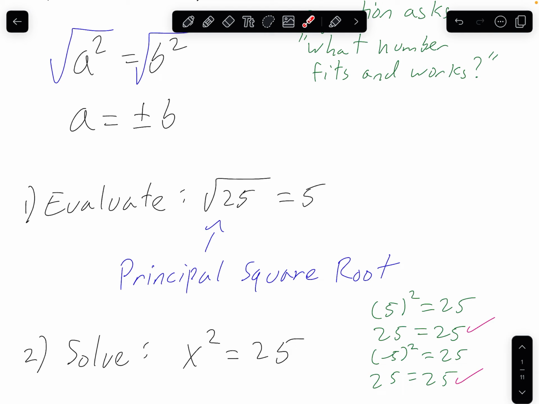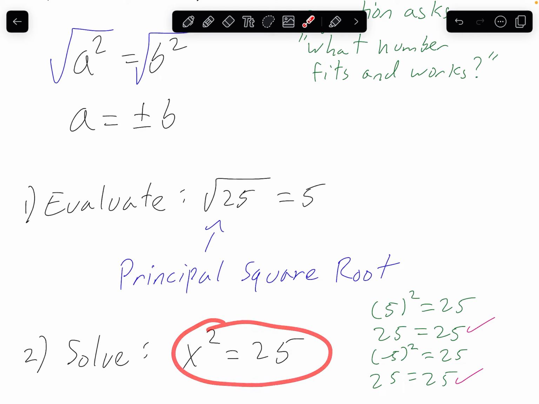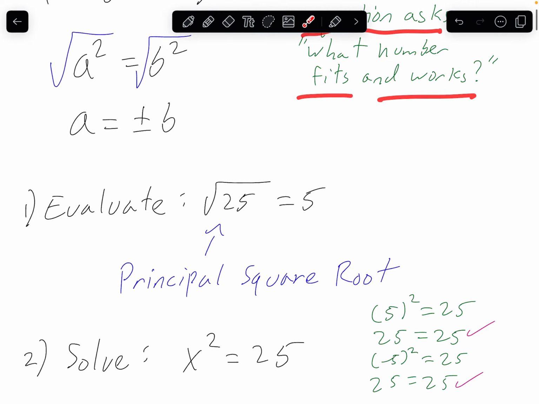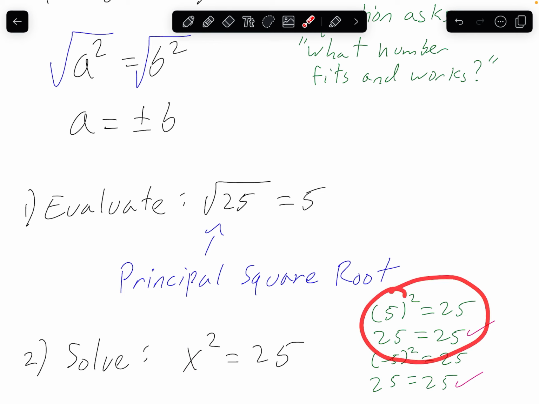Let's move to number 2. Number 2 is an equation that says x squared equals 25. Now, how do we solve this? Well, we can ask ourselves what number fits and maintains balance in this equation. If we plug in 5, then we're going to get 5 squared, which is 25, and that means the left side and the right side match up.